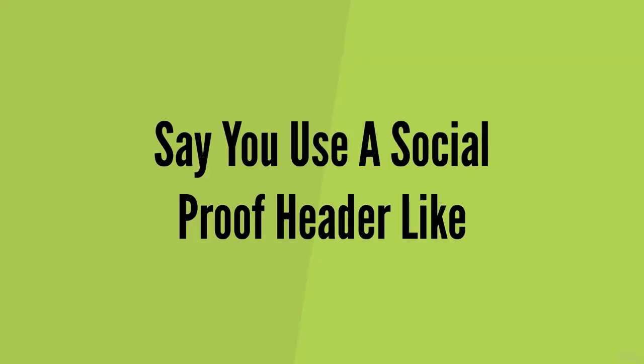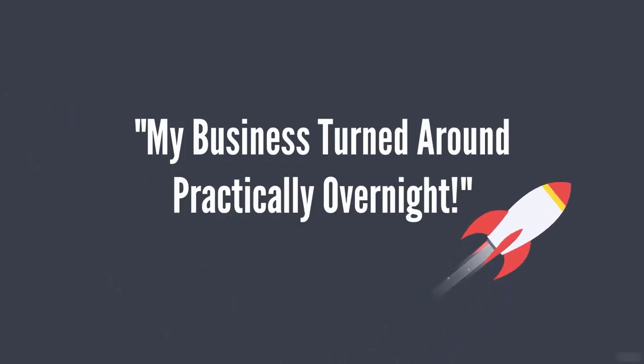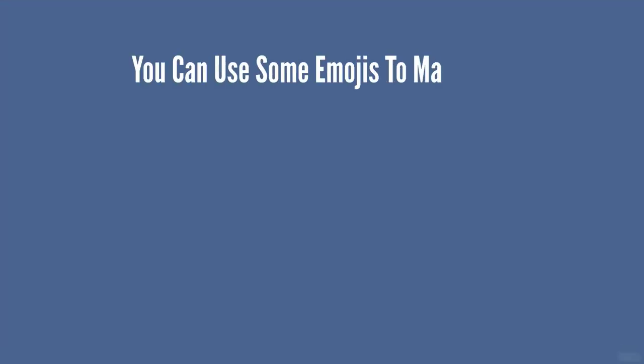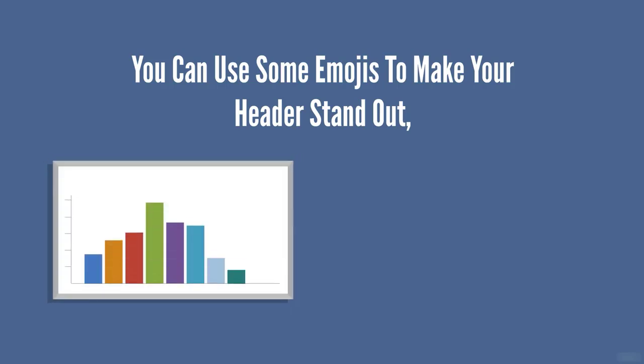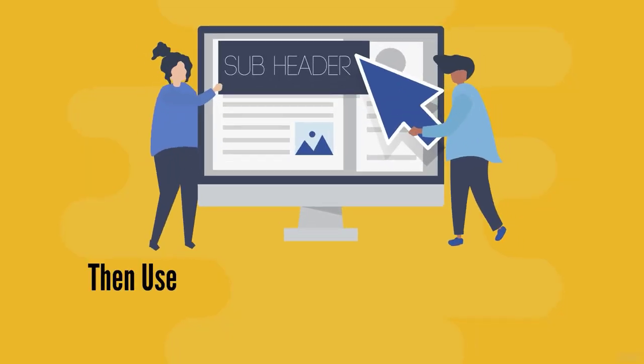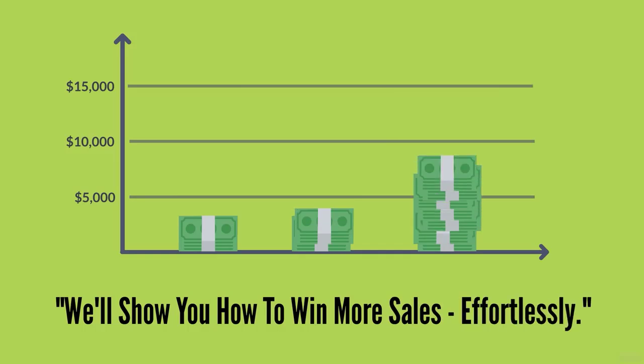Say you use a social proof header like, "My business turned around practically overnight." You can use some emojis to make your header stand out, maybe some stats or dollar signs would be appropriate here. Then use your subheader to outline that you can offer the same experience to your customers. "We'll show you how to win more sales effortlessly."